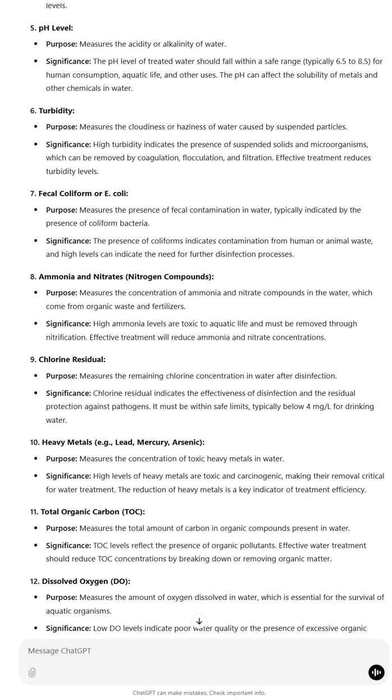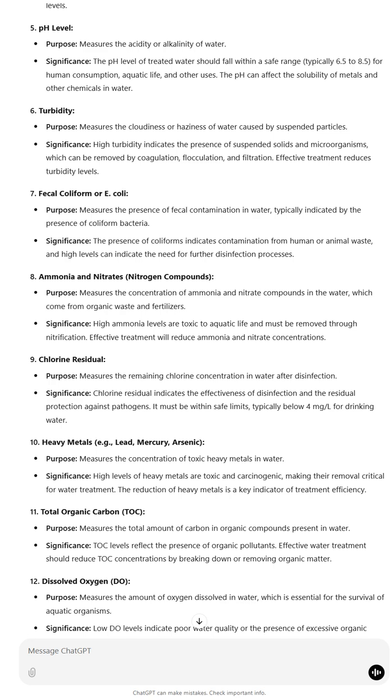8. Ammonia and nitrates, nitrogen compounds. Purpose: measures the concentration of ammonia and nitrate compounds in the water, which come from organic waste and fertilizers. Significance: high ammonia levels are toxic to aquatic life and must be removed through nitrification. Effective treatment will reduce ammonia and nitrate concentrations.